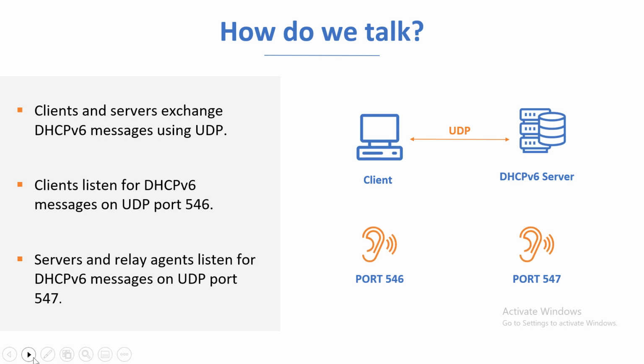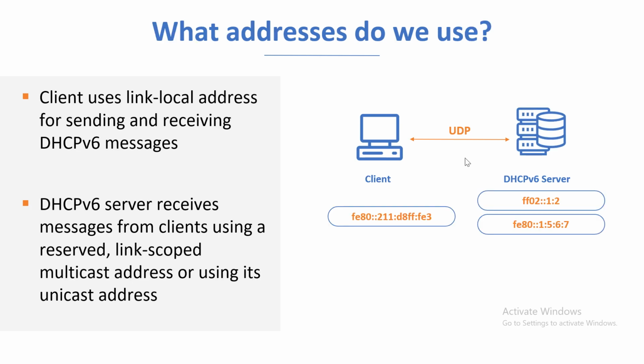What addresses are we going to use? I've been throwing global unicast, link local, this, that, and the other thing at you. So clients are going to use link local addresses for sending and receiving DHCPv6 messages. You're talking to the DHCPv6 server via your link local address, and the DHCPv6 server can be either part of this multicast group or on his link local address. And so they're going to talk back at you using link local.